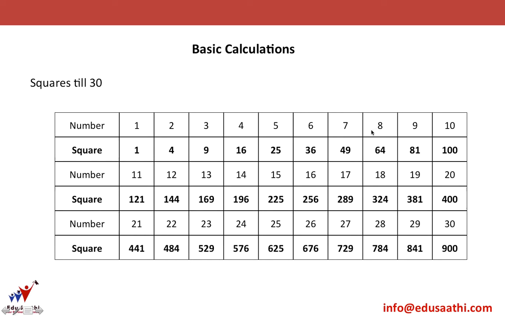The second thing you need to know is squares of numbers till 30. So 1 square is 1, 2 square is 4, 3 square is 9. Now again you can pause this video for a while and note down all these values. Now where do squares help you? They basically help you in questions on series.